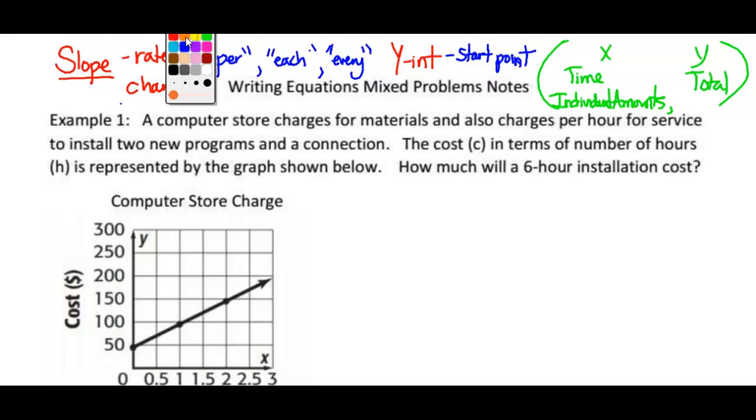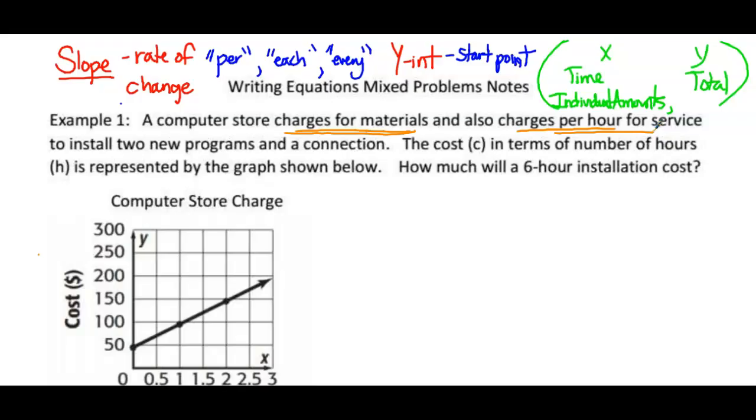Example number 1 says a computer store charges for materials. That's important. Doesn't tell me how much. And also charges per hour for service. As soon as I see that per hour, I know the charge per hour has to be my slope, but they didn't tell me the slope. To install 2 new programs in a connection.